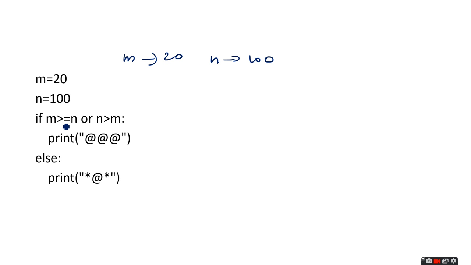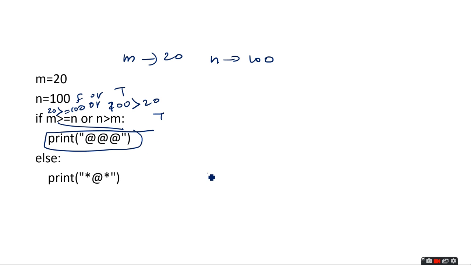If M is greater than or equal to N, that is 20 is greater than or equal to 100, or 100 is greater than 20. So the first condition, 20 is greater than or equal to 100, false, or 100 is greater than 20, true. False or true, the result will be true. So if the complete expression is true, this statement gets executed. So the output will be @@@.